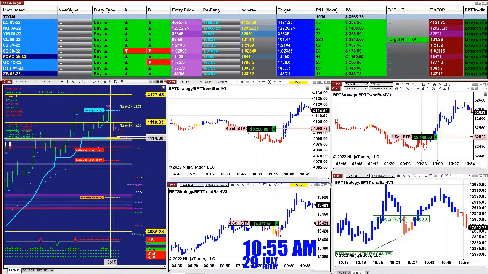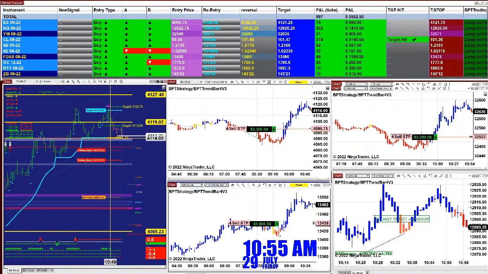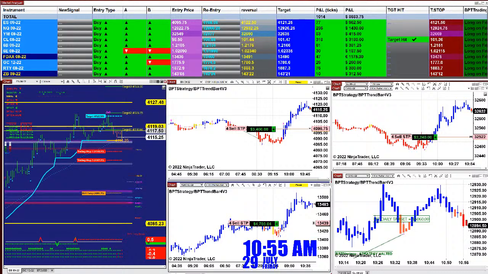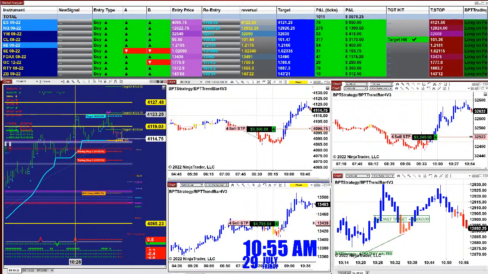There we go. What time is it? It's 10:55. What time is target 2 supposed to be achieved? 11 o'clock. Half an hour before the 11 o'clock they achieved target 2. What happened to the market right now? Nothing. There we go. Nothing. For the last, from when I hit target 2, it was 10:28.